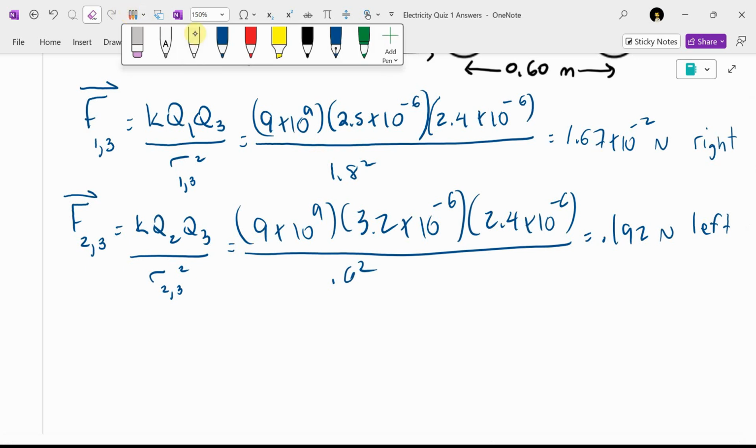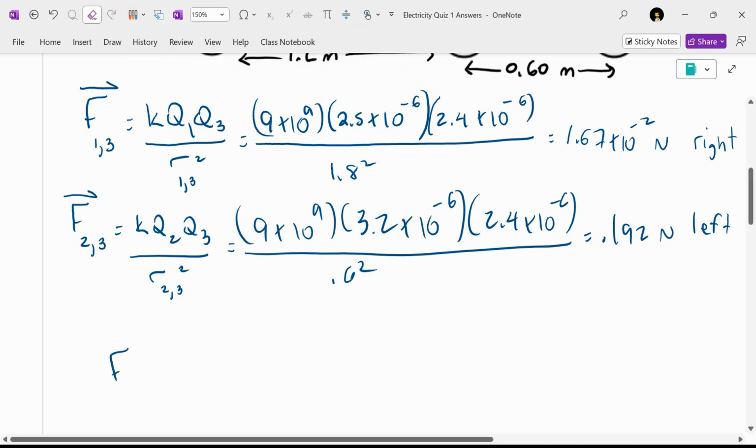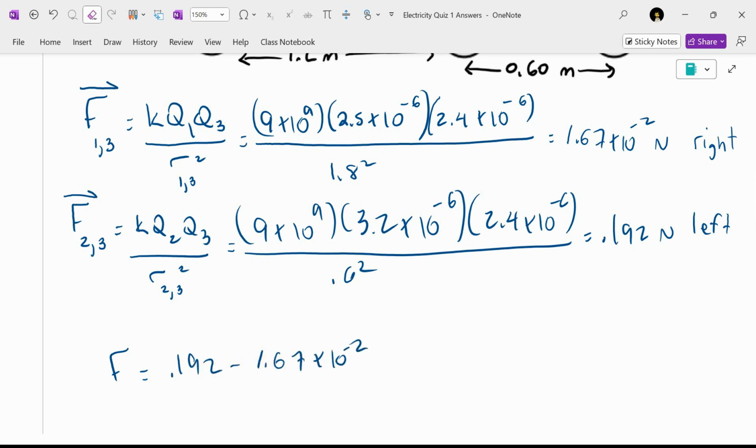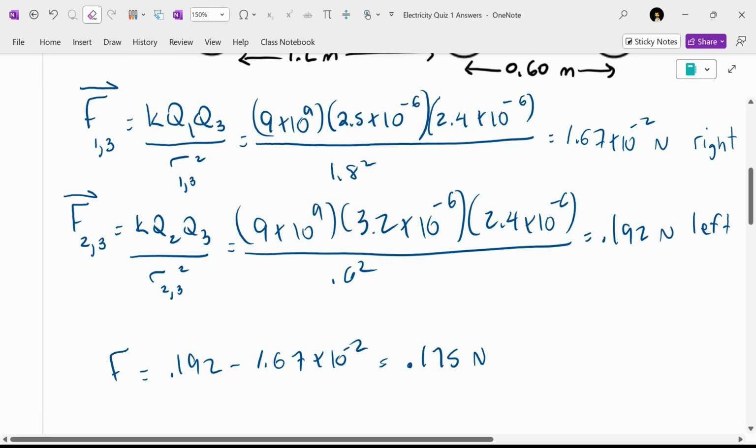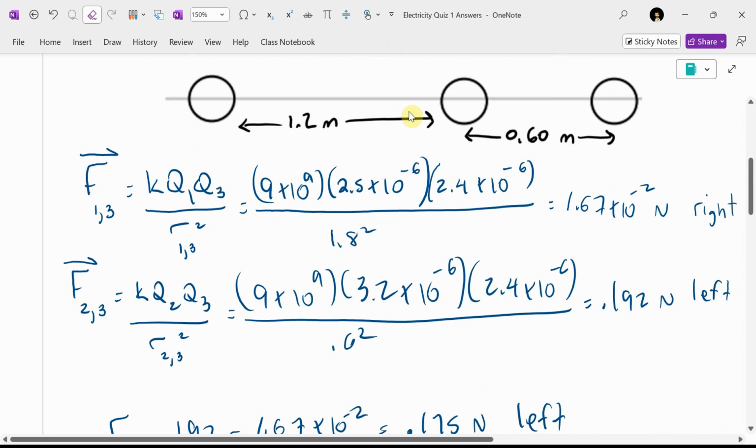So final answer equals 0.192 minus 1.67 times 10 to the negative 2. It equals 0.175 newtons. Let me double check to make sure I've rounded off properly, Mr. Dueck. I have. Direction, which direction is winning? Left. Is that correct? If that's correct, that gets you 7 out of 7.